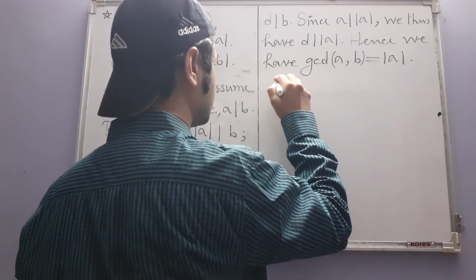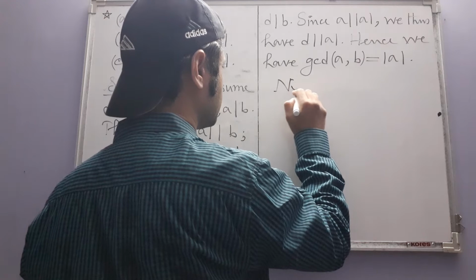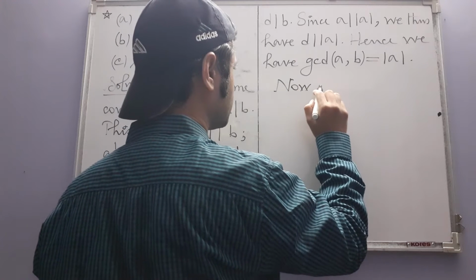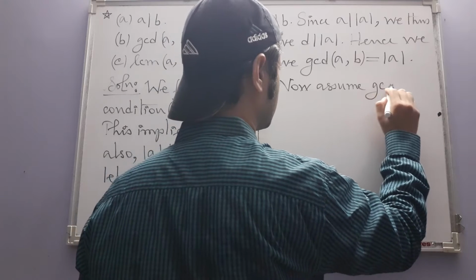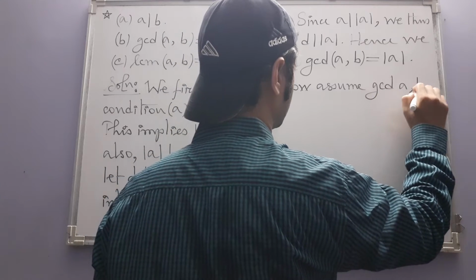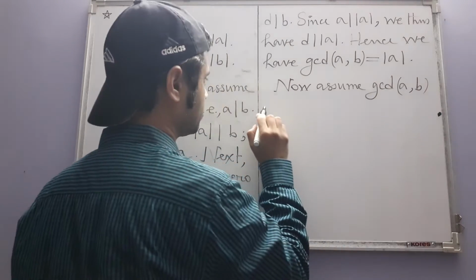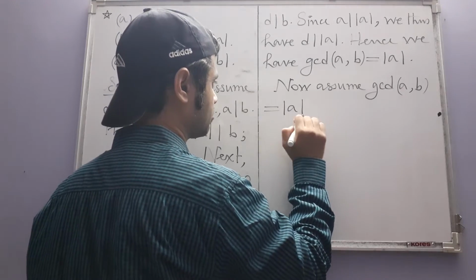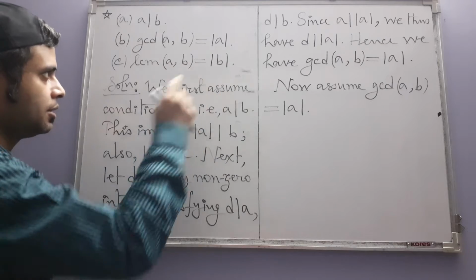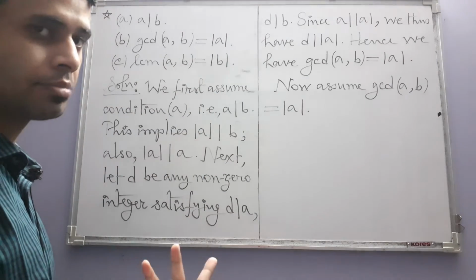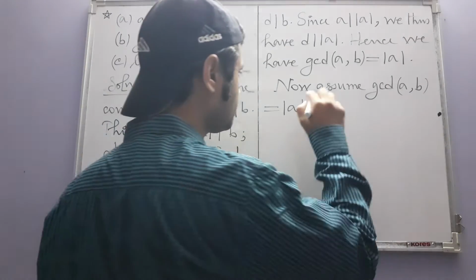Okay, now we need to prove that the LCM of a and b is equal to the absolute value of b.